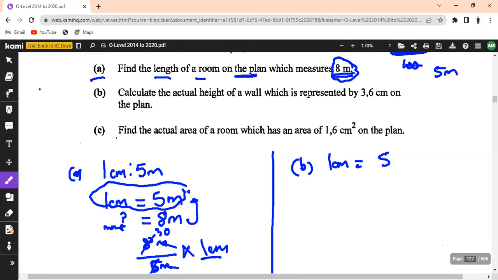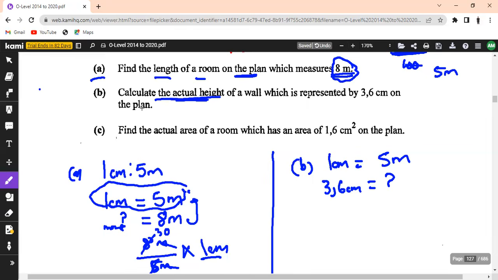5 meters. 1 centimeter is representing 5 meters. What about the 3.6 centimeters? What is it going to represent on the actual ground? So for 3.6 centimeters, what do we have on the actual ground? This is the actual height.